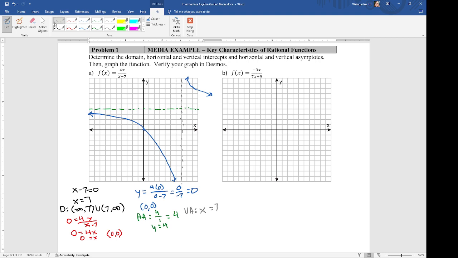Let's do part B. We're going to start by finding the domain. What will make the denominator equal to 0, because we do not want that number in our domain. 7x plus 9 equals 0. 7x equals negative 9. X equals a negative 9/7. So our domain is going to be every number in the world except negative 9/7. Soft brackets on that negative 9/7.